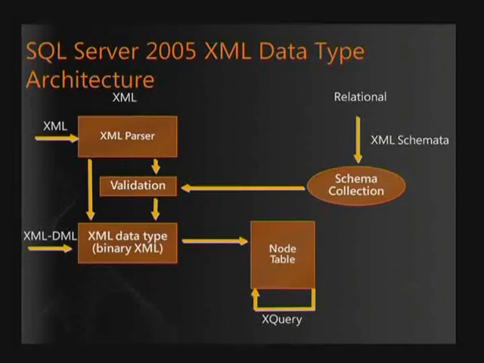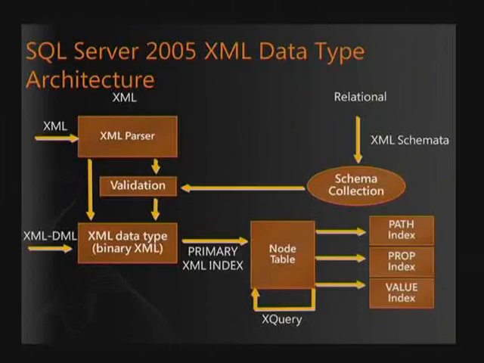Now, you don't want to have this node table created every time you query. So if you have lots of XQueries running against the XML data type, you persist it using a primary XML index. And since you want to have queries efficiently executed against this primary XML index, which is an internal table, you can define additional indices, which we call secondary XML indices, against the node table that further will give you cost-based optimizations against the XQueries that run against the node table. And we will see more examples of that later during the presentation.